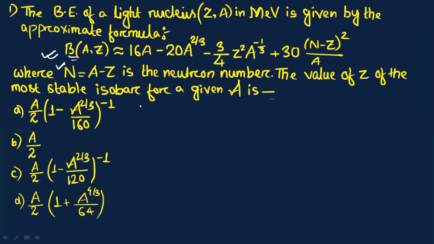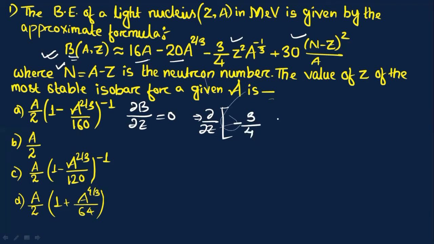For the most stable isobar we write del B by del Z equals 0. So we need to differentiate this entire binding energy term with respect to Z. This term and this term are constant terms, we need to differentiate only these two terms. So the first term will be minus 3 by 4 Z square A to the power minus 1 by 3, plus 30 by A, within the bracket N minus 2Z whole square, and this is equal to 0.